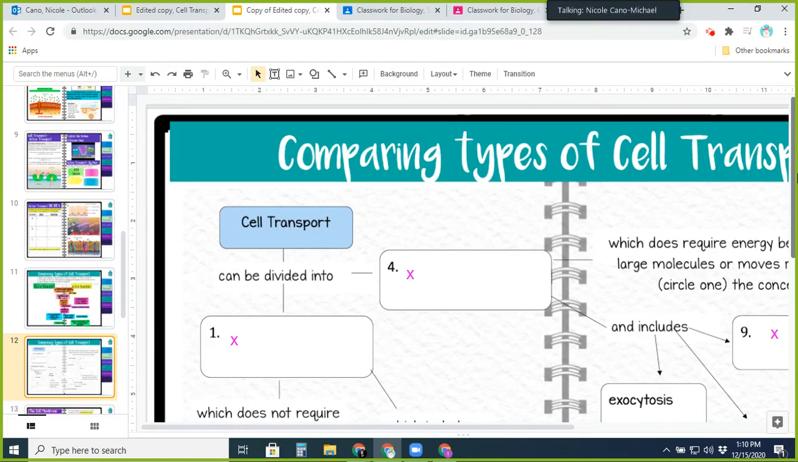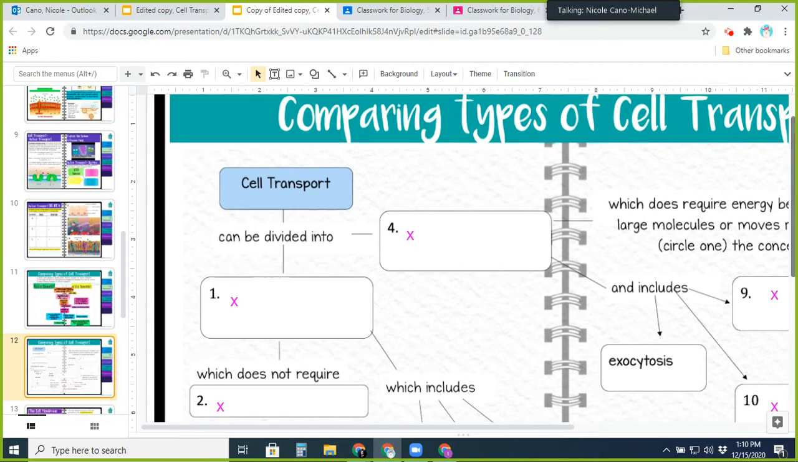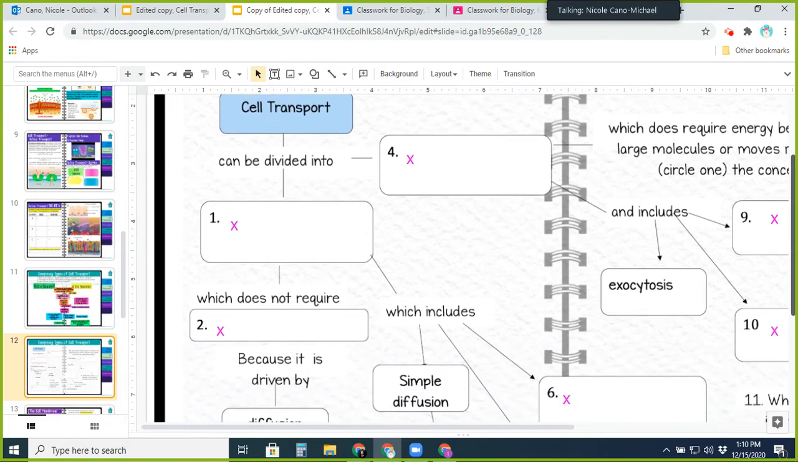All right, ladies and gentlemen, so we are looking at slide 12, cell transport. So cell transport, again, is just this idea that stuff comes into and out of the cell. In order for things to get into and out of the cell, they have to cross the cell membrane. Whenever we talk about cell transport, ultimately, we are talking about things moving across the cell membrane. There are two basic types of cell transport.